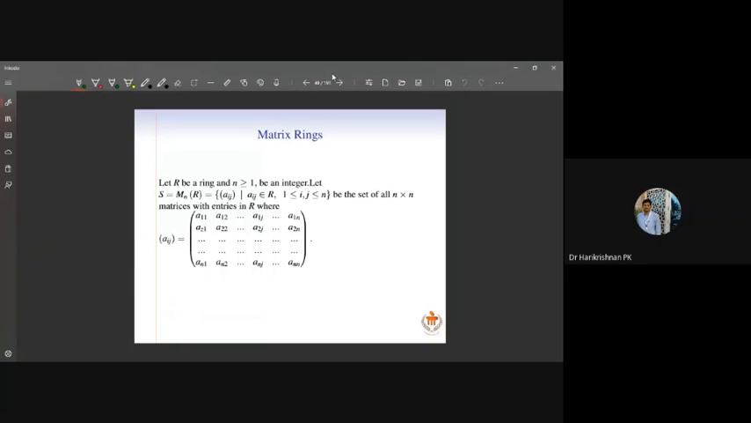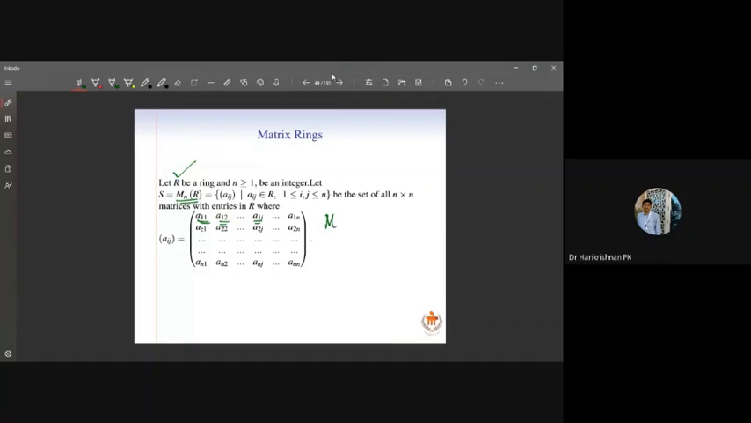Then I take a collection S. S is denoted by Mn of R. What is the meaning of Mn of R? You take all n by n matrices with elements from the ring. Each entry is an element from this underlying ring R. If the members in the collection are matrices, how do we define the addition?